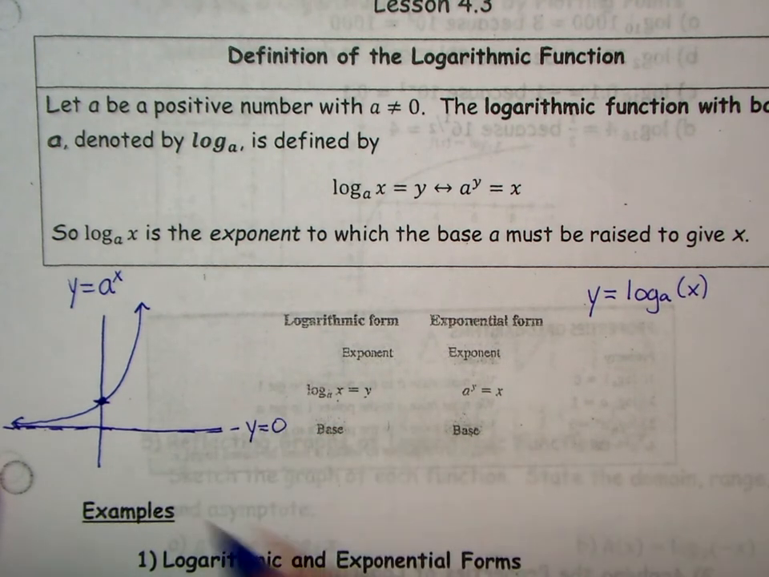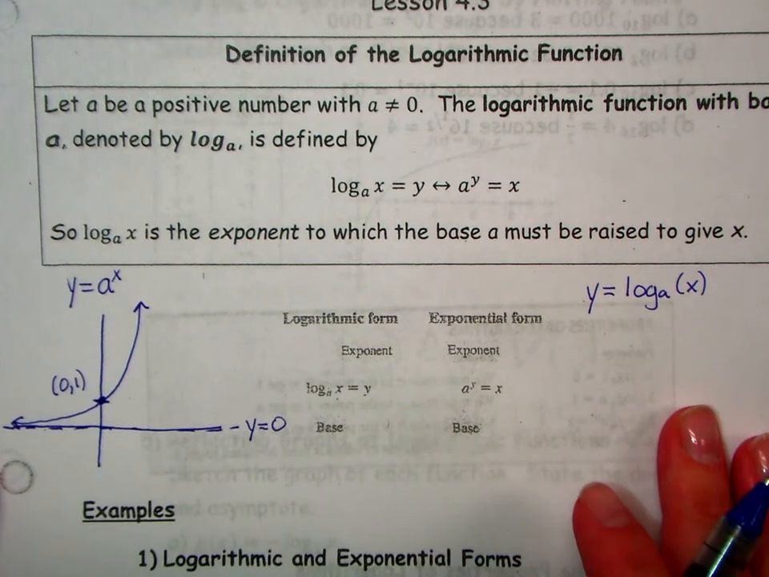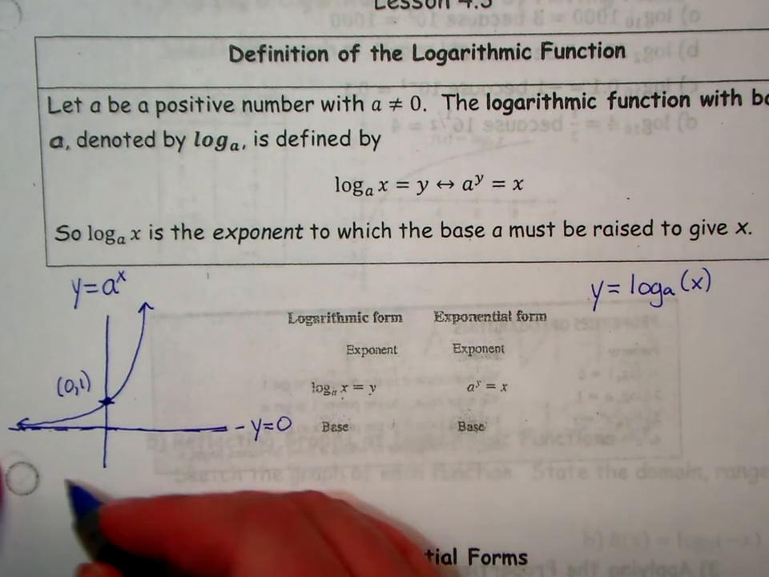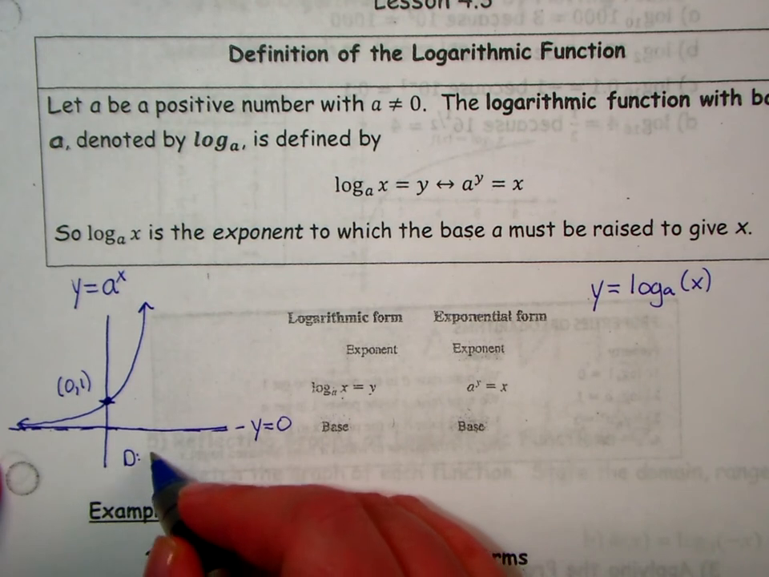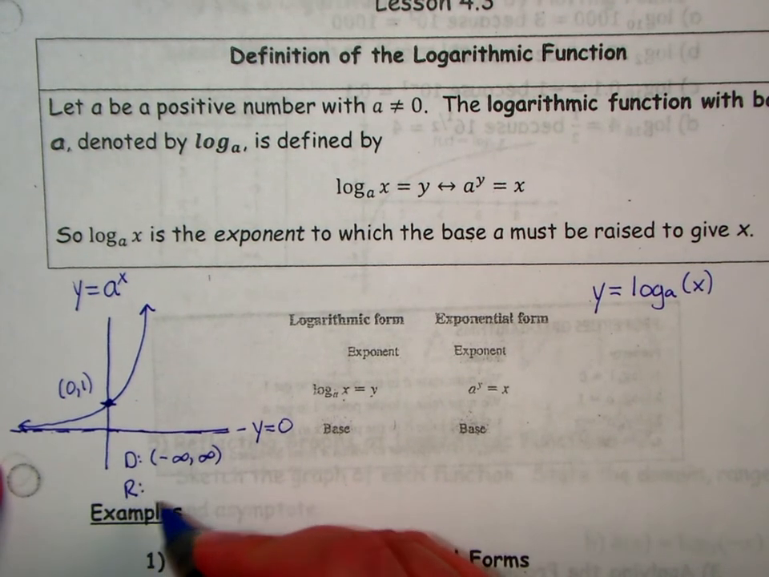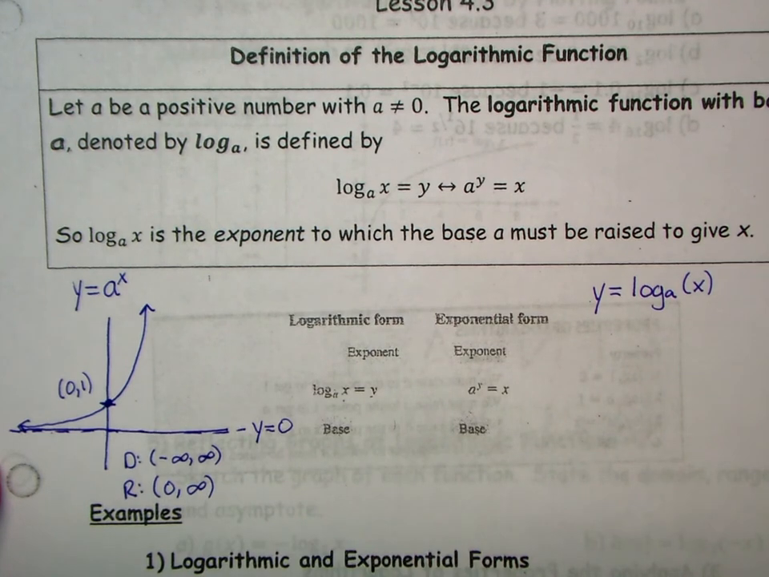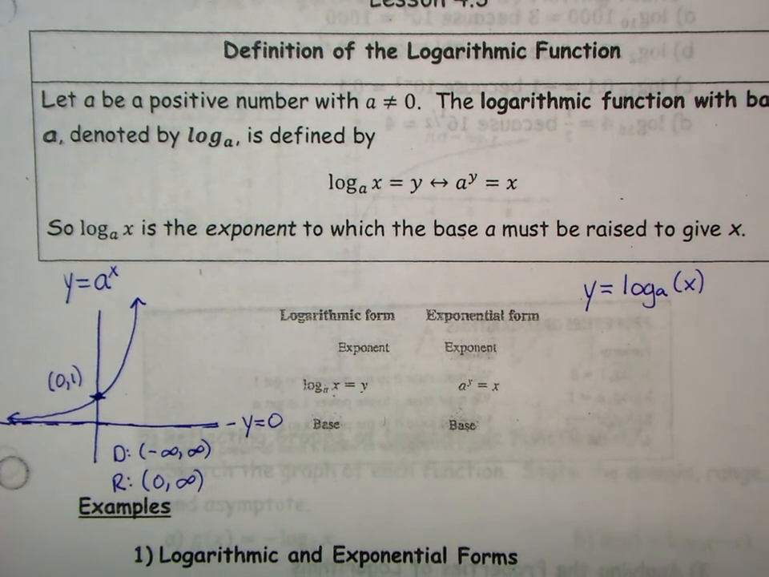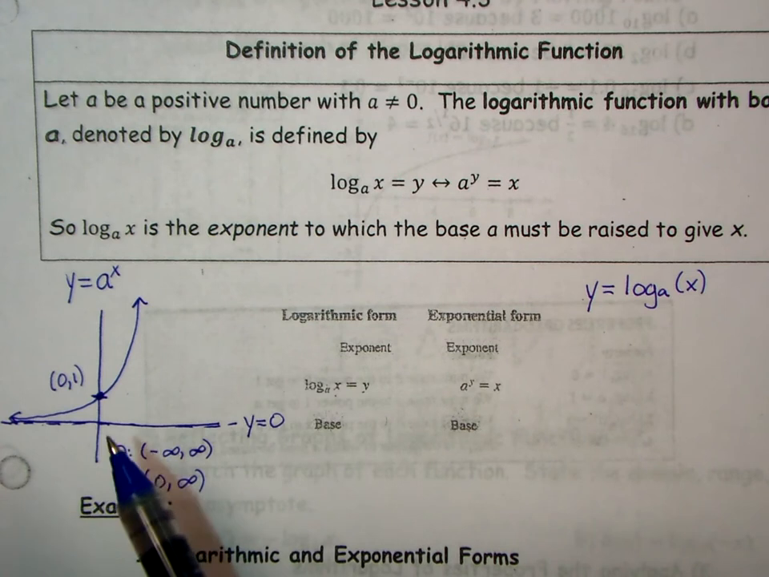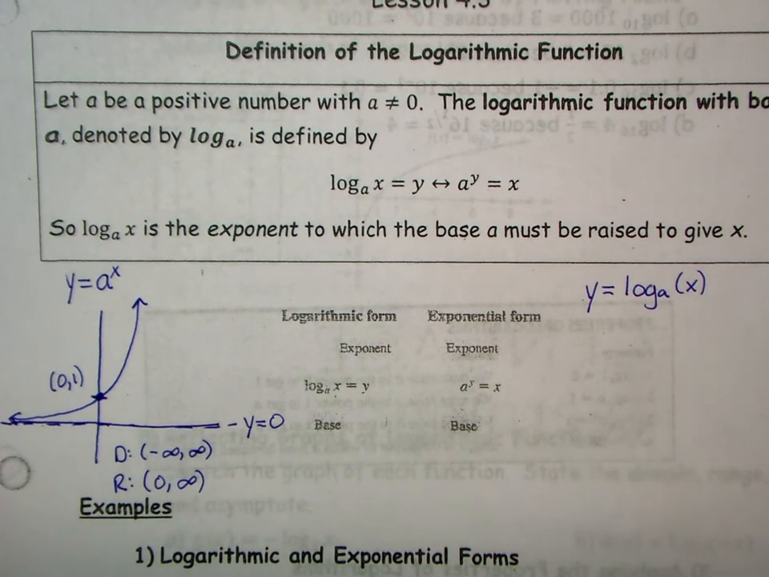So there are some things I know about this graph. First, it goes through the point 0, 1. We know the domain is all real numbers, and we know that the range is only positive numbers. So the relationship between exponential functions and logarithmic functions is that they're inverses of each other.